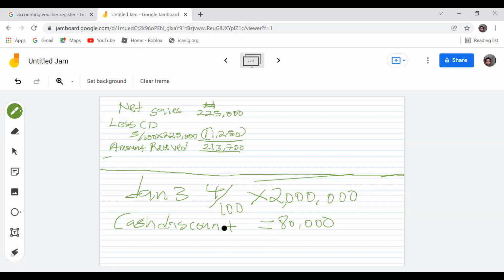80,000 naira. So how much are we going to pay now? Because we want to enjoy a discount, the invoice price is 2 million. Then you less the 80,000. That will give you 1,920,000. So the original amount that you need to pay now is 1,920,000.